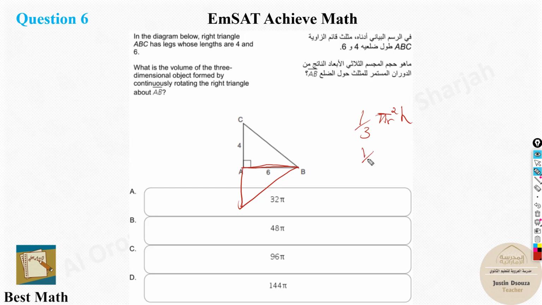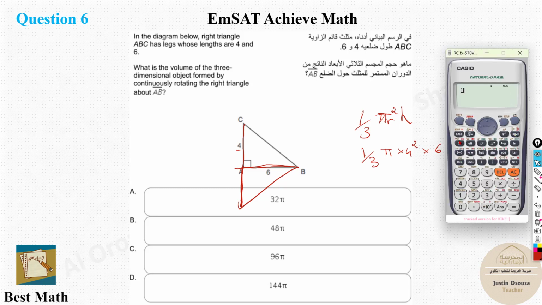So 1/3 is 1 by 3, pi remains. What is the radius? See, now this is rotated along this axis, so the radius would be this one. The entire thing would be the diameter. The radius is half of this, 4. So r is 4 squared multiplied by the height over here, which would be 6. So you must get the answer over here. Let us use the calculator and solve.